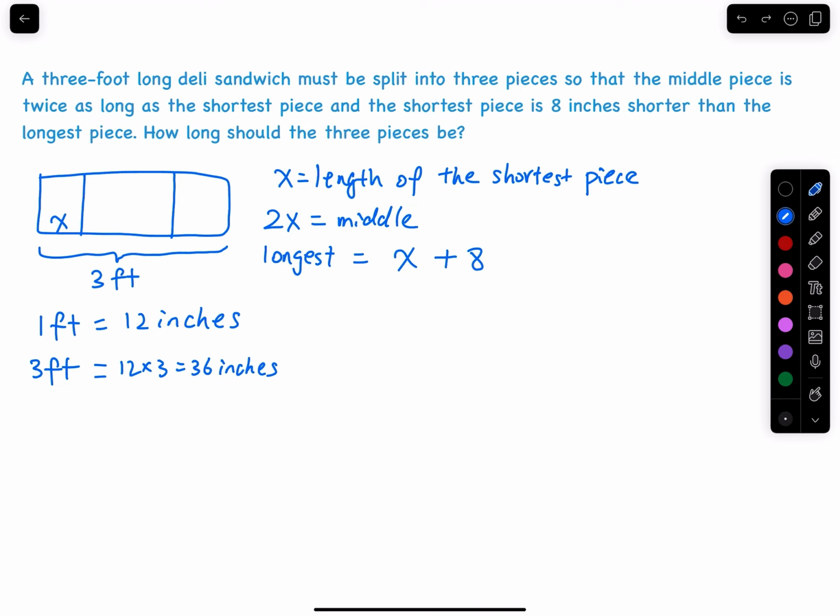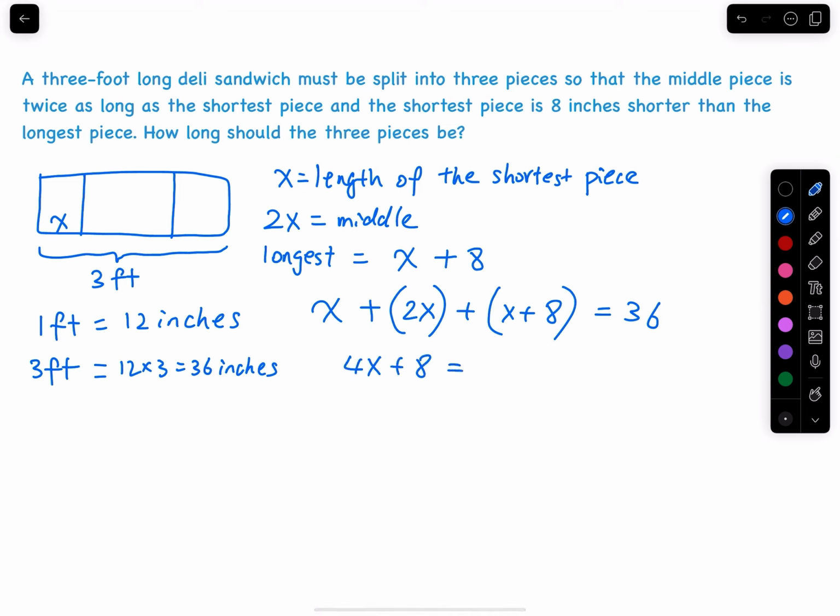All right, and then what's next? The next step is we add the shortest, the middle, and the longest. The sum must be equal to 36 inches. So that will be x plus 2x plus (x plus 8) equals 36. Since these are the sum of the 3 pieces, I think it's better to use parentheses. So you can see that you have 1, 2, and 3 pieces, and then it's all plus. You just add x plus 2x plus the last x. So 1 plus 2 plus 1, that is 4x plus 8 equals 36.